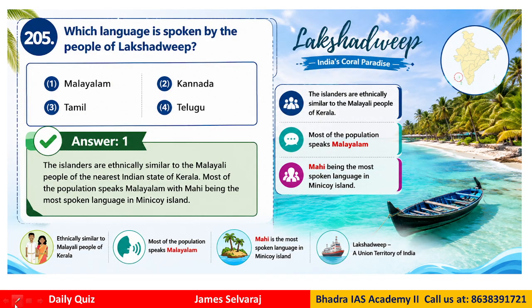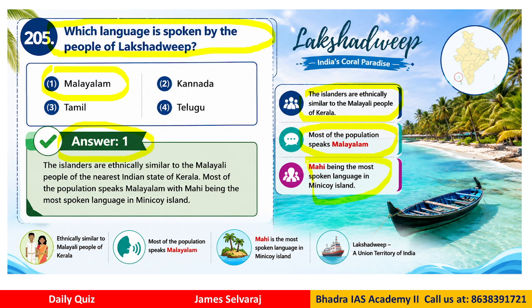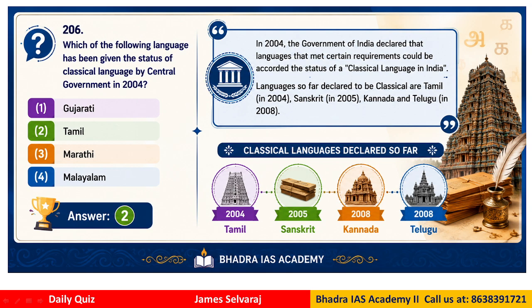Question number 205. Which language is spoken by the people of Lakshadweep? So which is the most commonly spoken language of Lakshadweep? So if you look here, the answer would be 1, that is the Malayalam language, mostly spoken there. So the islanders are ethnically similar to the Malayali people of Kerala, and most of the population therefore also speaks Malayalam, right? And Mahi is the most spoken language on Minicoy island also. So they are very much connected and related to the Malayali, the Keralite population. Therefore the Malayalam language is mostly spoken there. Clear? Question number 206.